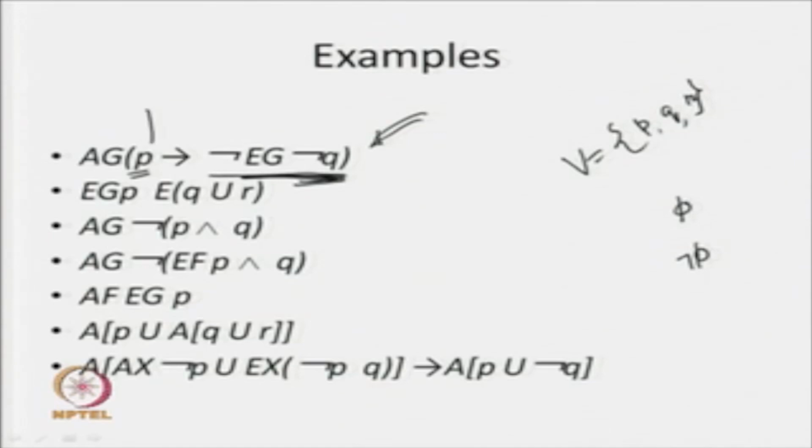So, P is a CTL formula and not E G not Q is also a CTL formula. These two CTL formulas are connected with the help of the implication operation. So, this whole thing gives you a CTL formula. Now, this CTL formula is again quantified with a temporal operator called G, whether globally this holds or not. Again, this globally temporal operator is preceded by the path quantifier A. So, that means this whole formula is a CTL formula. Similarly, we can analyze each and every formula and you will find that these are valid CTL formulas.